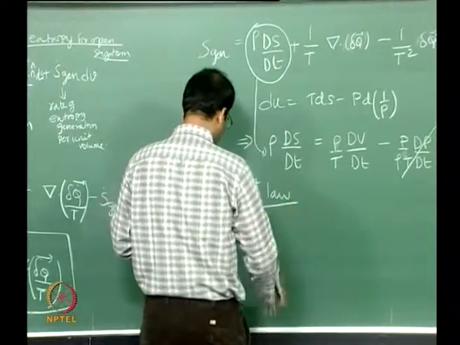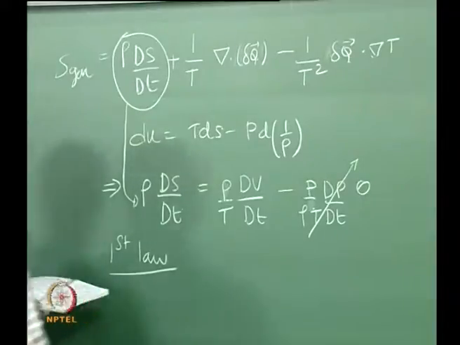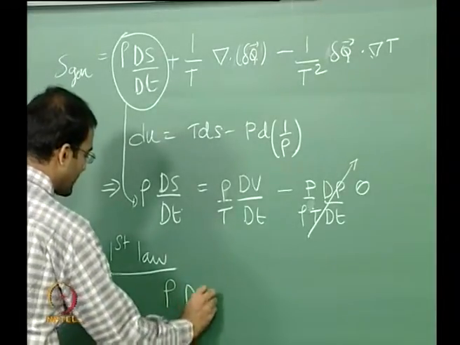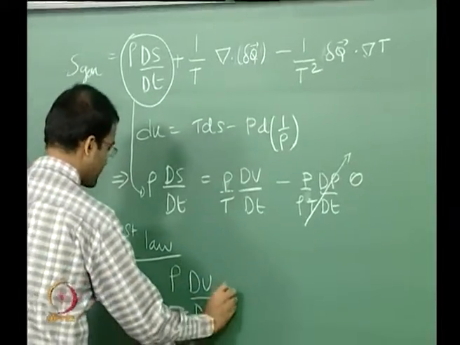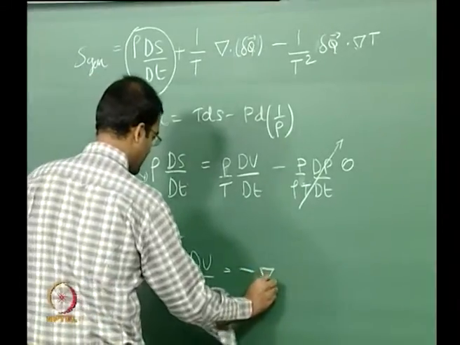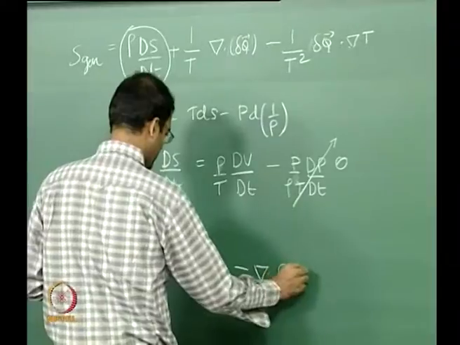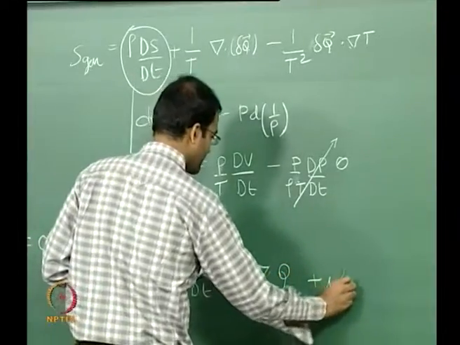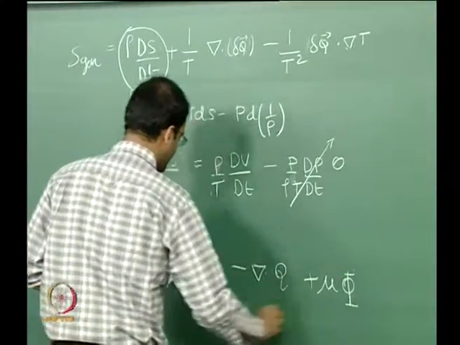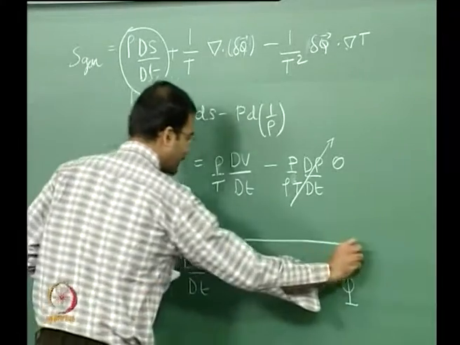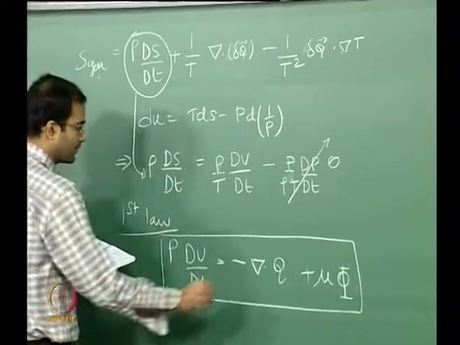If you write the first law, so you write rho du by dt should be equal to minus del dot q, okay, plus mu phi, okay. So I am writing in the final coordinate free representation, okay.